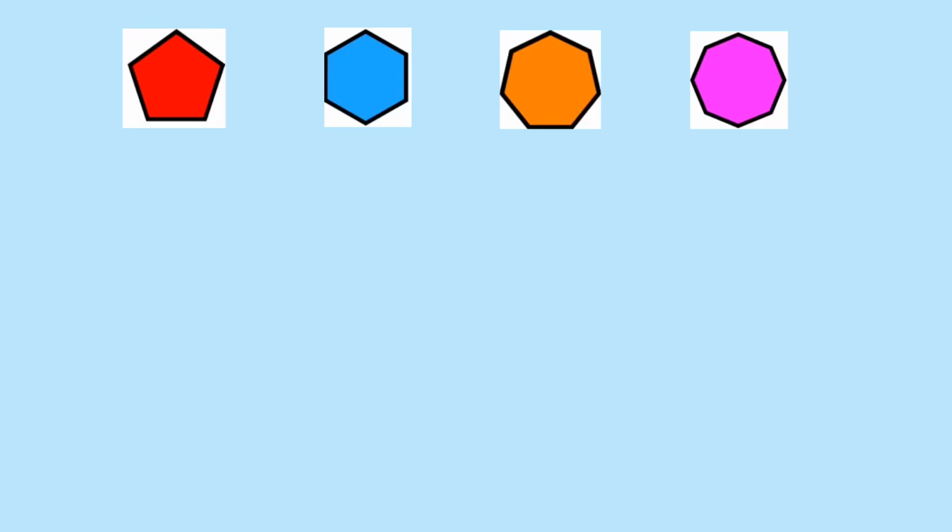Let's look at some more polygons. First of all, we're going to count the number of sides the shape has. So let's look at the red shape. 1, 2, 3, 4, 5. It has 5 sides and we call a 5-sided shape a pentagon. Let's look at the blue shape. We can see the blue shape has 1, 2, 3, 4, 5, 6. So the blue shape has 6 sides and we call that a hexagon.